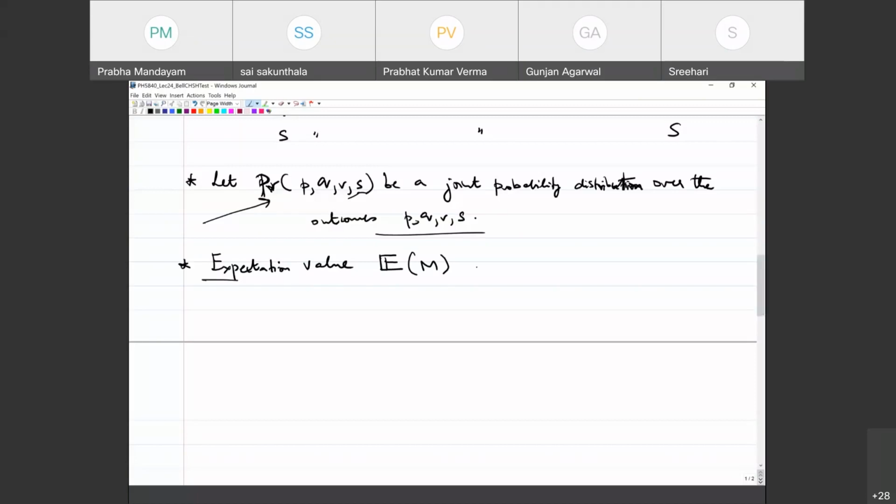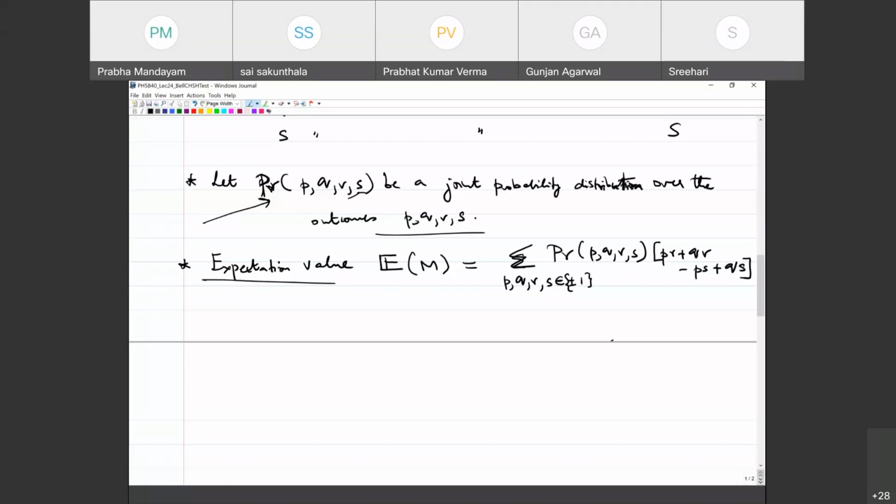Well, this expectation value is nothing but, remember, M itself is a function of little p, q, r, and s. It is pr plus qr minus ps plus qs. So this is going to be a sum over these different outcome values. Remember, they all are plus minus 1. Probability of pqrs, the probability distribution, times the function. And what is that function? It is pr plus qr minus ps plus qs, right?